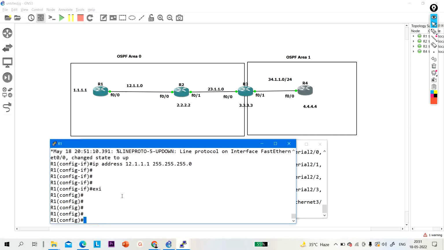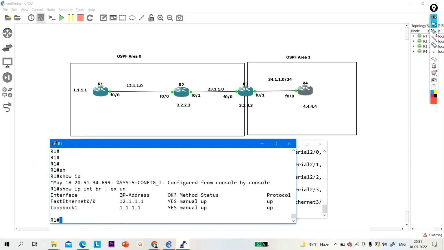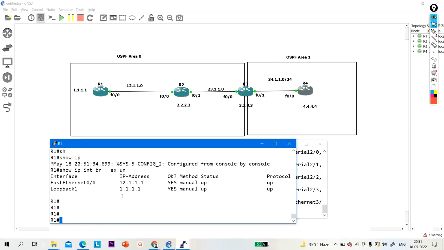Query message is only generated when you do not find a feasible successor. When a network goes down and there is no feasible successor for that network in the topology table, the router will generate a query message to ask its neighbors, do you have any path to reach this network? Query message will be generated only when it does not find a feasible successor in the topology table. Yes, exactly.